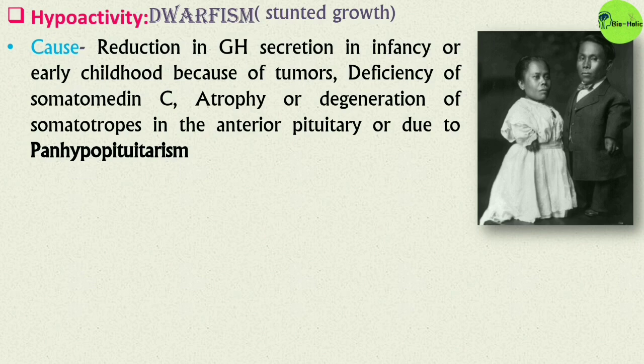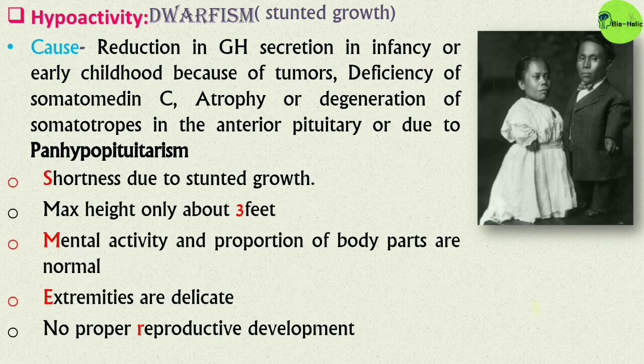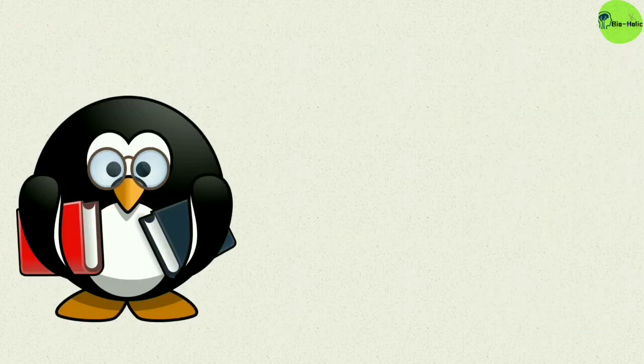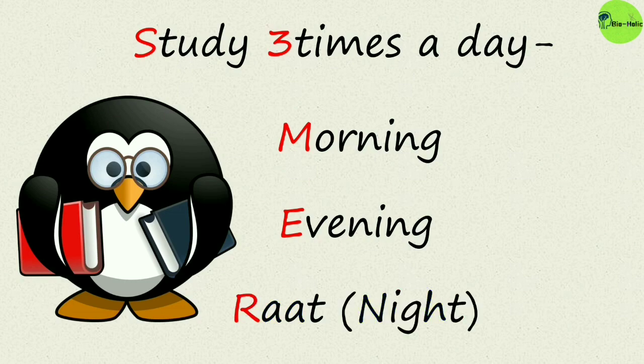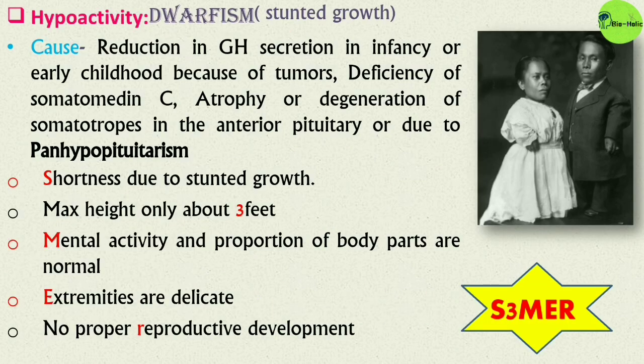To remember the various clinical features of dwarfism, you just try to recall the word S3 or study 3 times a day, morning, evening and Raat, that means night. Here S stands for shortness due to stunted growth, 3 means maximum height only above 3 feet, M stands for mental activity and proportion of body parts are normal, E stands for extremities are delicate, and R means no proper reproductive development. Isn't it interesting?